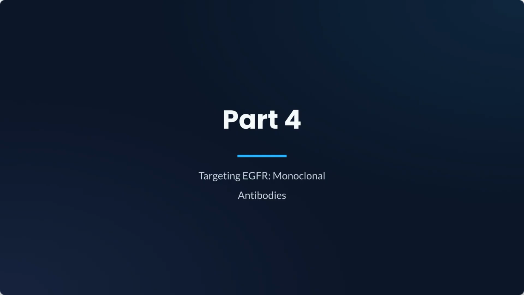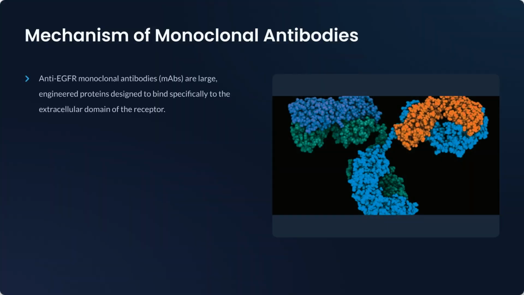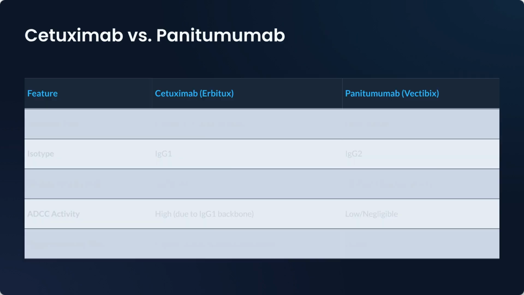We now begin Part 4, focusing on monoclonal antibodies as a strategy for targeting EGFR. Anti-EGFR monoclonal antibodies, or mAbs, block the receptor via two main mechanisms: competitive inhibition by binding to domain 3, and steric hindrance, preventing the necessary conformational change for dimerization and subsequent activation. Cetuximab and panitumumab are two key anti-EGFR mAbs.